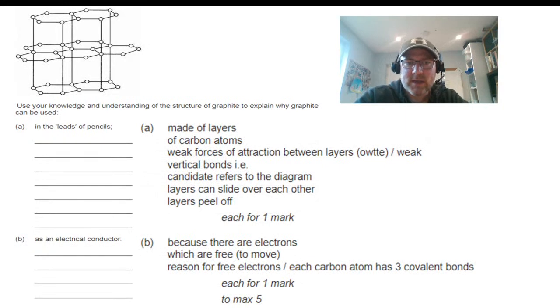Here's the answers. Graphite is made of layers of carbon atoms, with weak forces of attraction between the layers. Layers can slide. Why is it an electrical conductor? There are free electrons, which are free to move. In fact, you're just going to get the marks for saying free electrons, but I also always add so the charge can be carried through the structure.